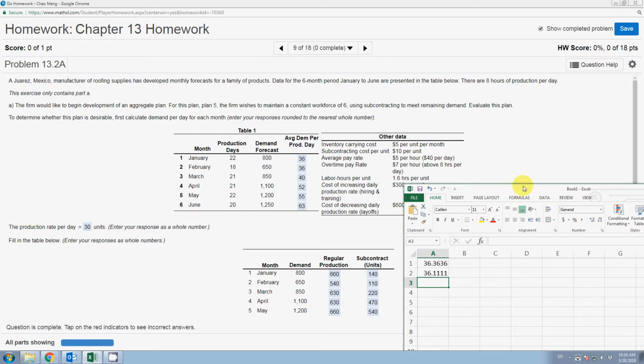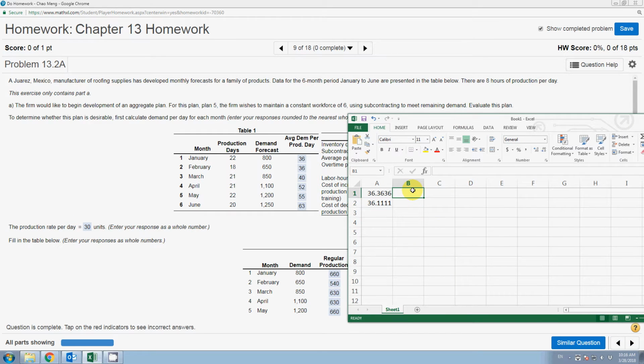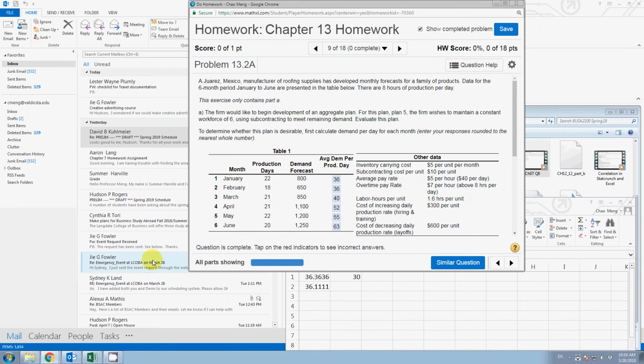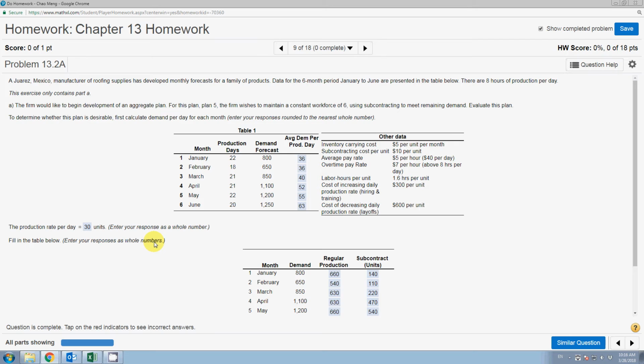And the production rate per day is equal to the number of production hours we have. We've got 6 workers, and each worker has 8 hours per day. This is the total number of production hours, divided by the labor hours per unit for producing one product. So it's divided by 1.6, and that's going to be 30.